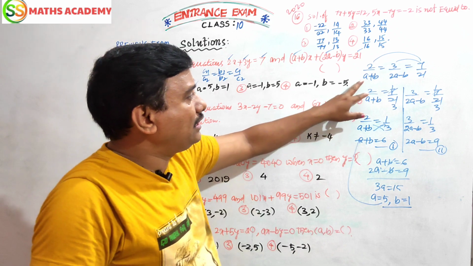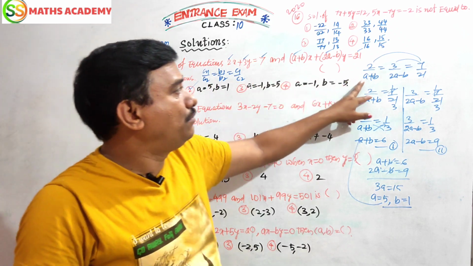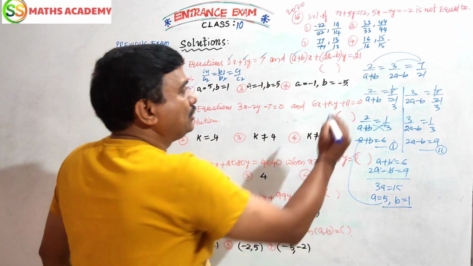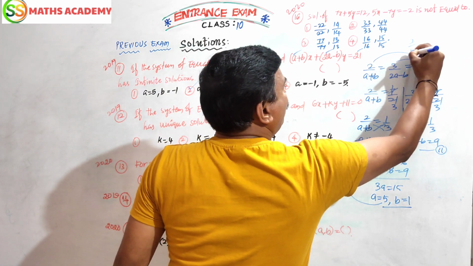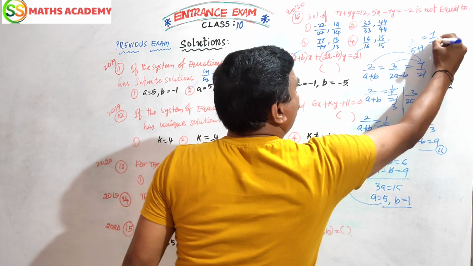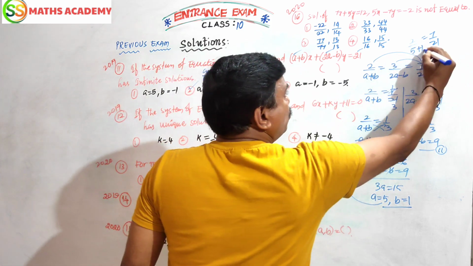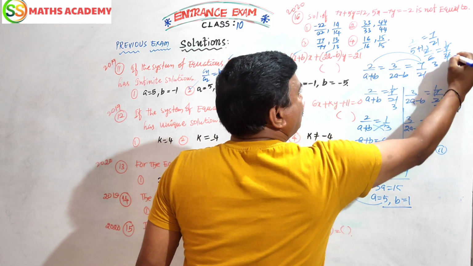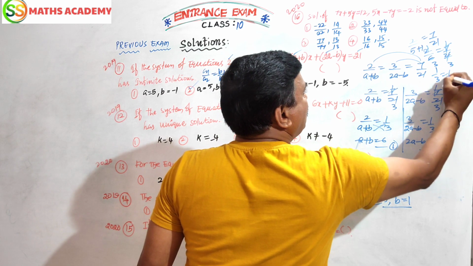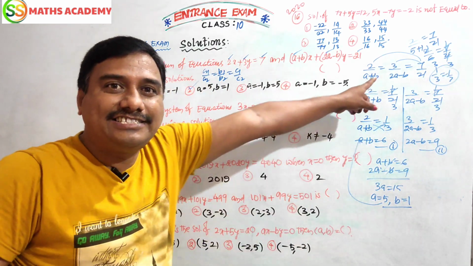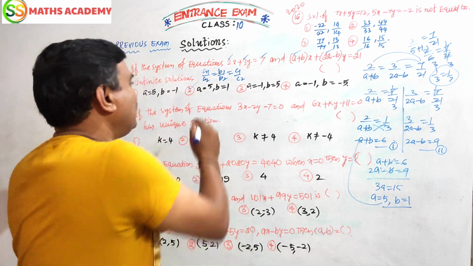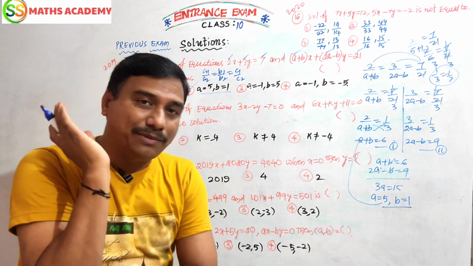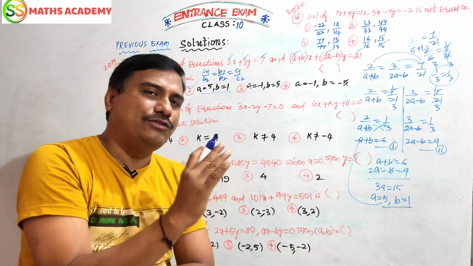Okay. Suppose a value is 5, b value is 1. So 2 by 5 plus 1 equals 7 by 21. 2 by 6 equals 7 by 21. 2 1s are 2, 2 3s are 6, 7 1s are 7, 7 3s are 21. So 1 by 3 equals 1 by 3. Yes, it tallies. So that is the answer: a equals 5, b equals 1. No doubt at all. You can solve this way.